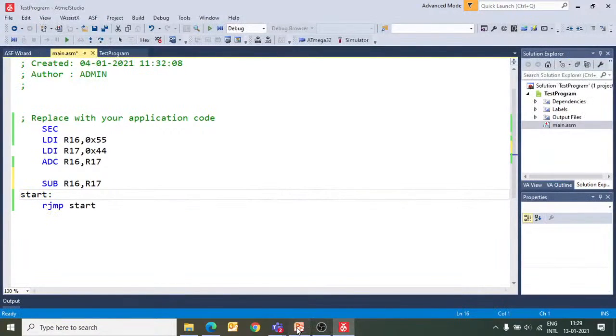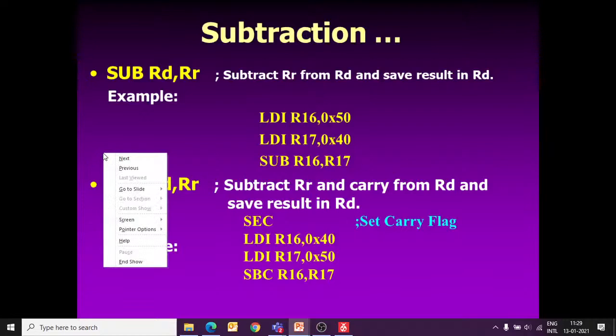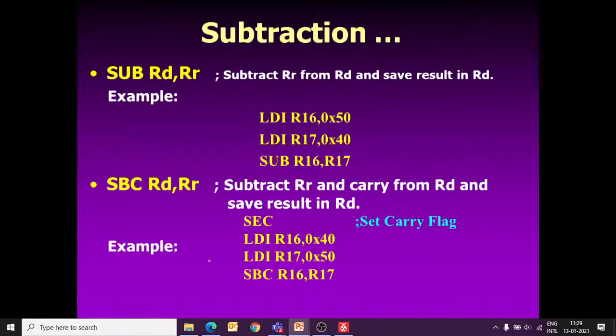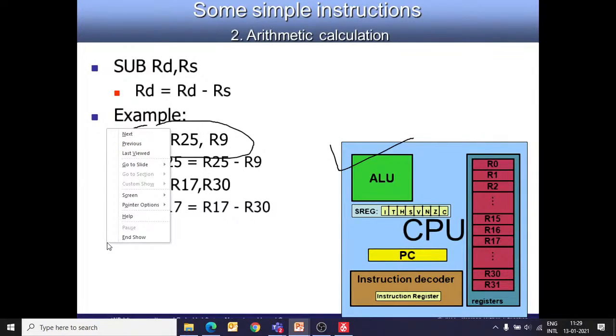Okay, let me go back to my presentation again. So this is how SUB will work. SBC means it will consider the borrow along with the subtraction. If there is some borrow of the previous operation, you can consider it, right? The borrow is a similar concept which you are using during the subtraction process. These are a few more examples. During the subtraction process also, this ALU is being utilized.